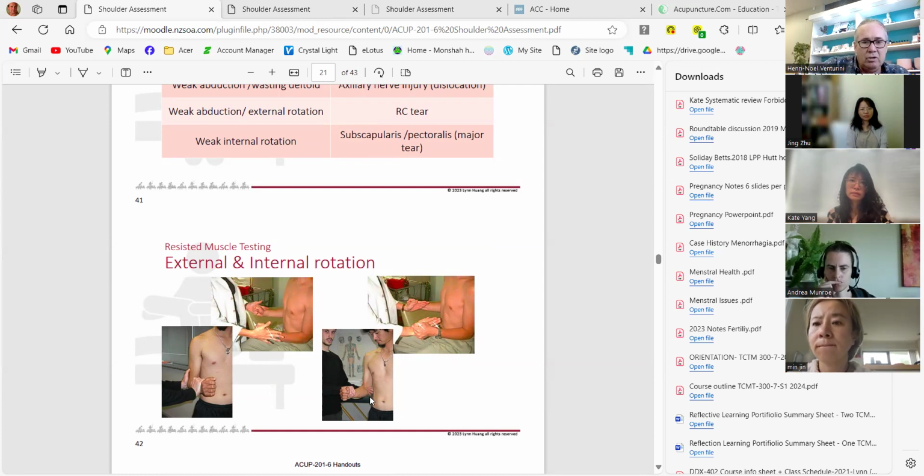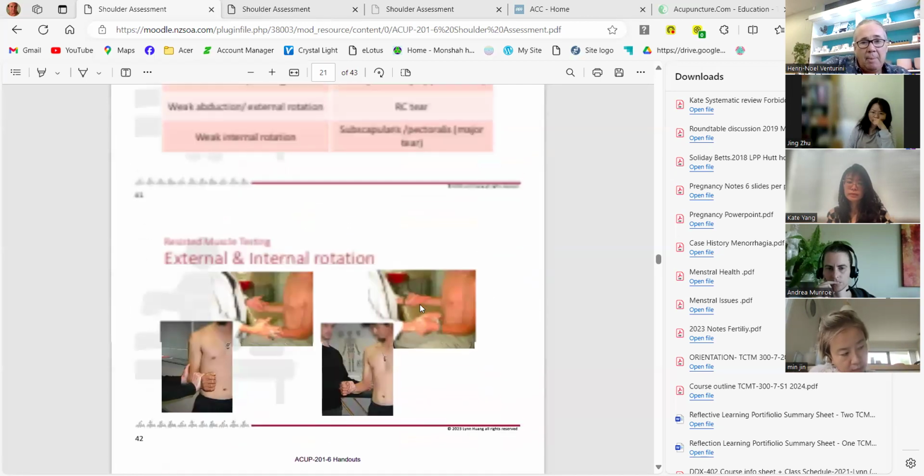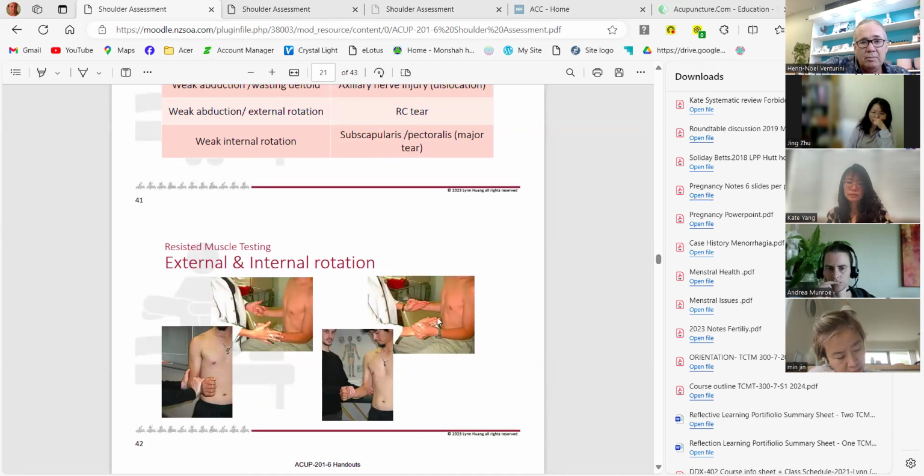And here's the internal rotation, supporting the elbow in a fixed position. The therapist stands on the side, with the hands on the inside of the wrist, and you're asking for internal rotation. Same thing with the last frame here. The therapist places his hand in a fixed position, and you ask your client to press into the hands. That's quite difficult because most therapists wouldn't be able to hold that.